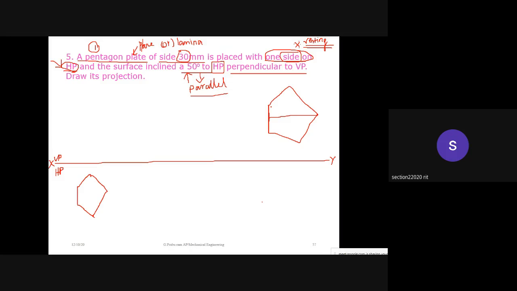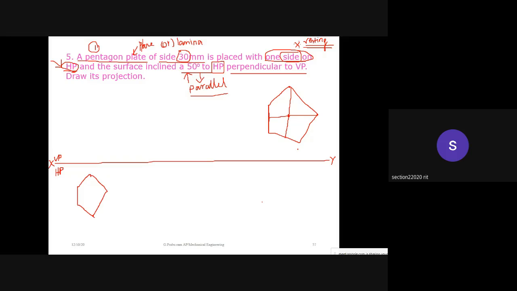Okay. Now you have taken one corner. Now you take any other corner. So after this you can take any corner. I'm going to take this particular corner. If I join this corner and the side opposite to it, now this is the center of your pentagon.